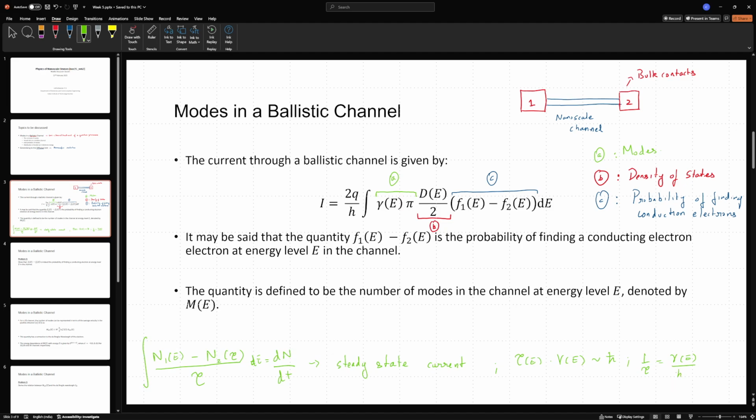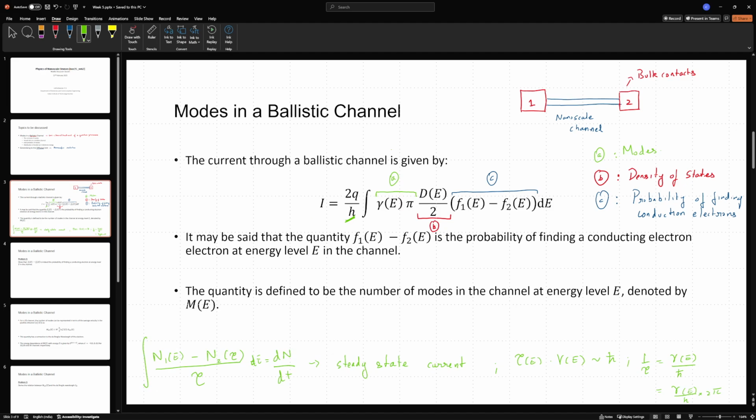Sorry, h bar. This will give me gamma of E into by h into 2 pi. And after that, the factors are kind of rearranged and we will get the net current. The reason why we are holding 2q by h out here is under certain special conditions, which you may have already seen in this week's lecture. This quantity right here will also become something important. After certain approximations are done, this quantity here will also become somewhat important. So yes, this is where we get that.